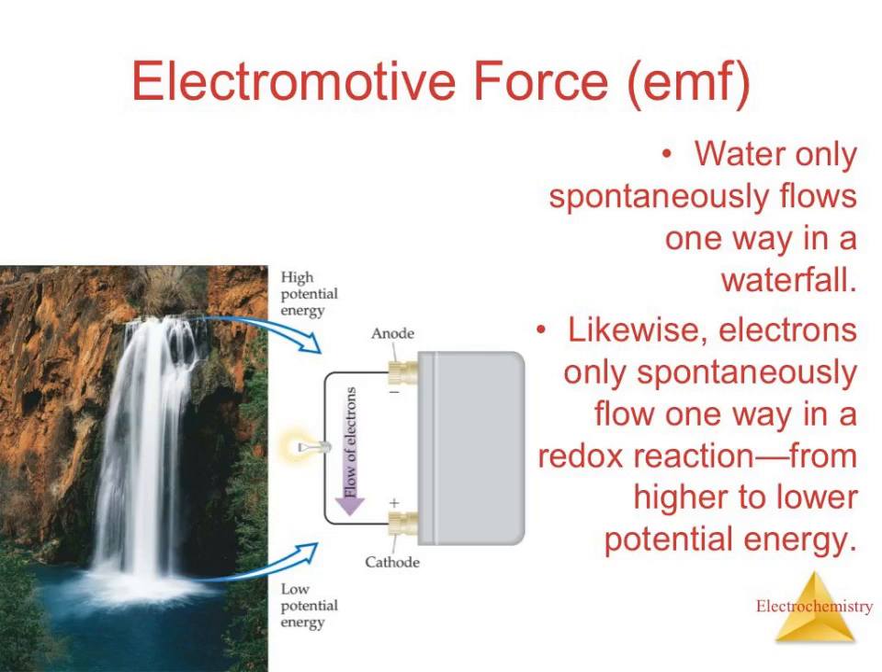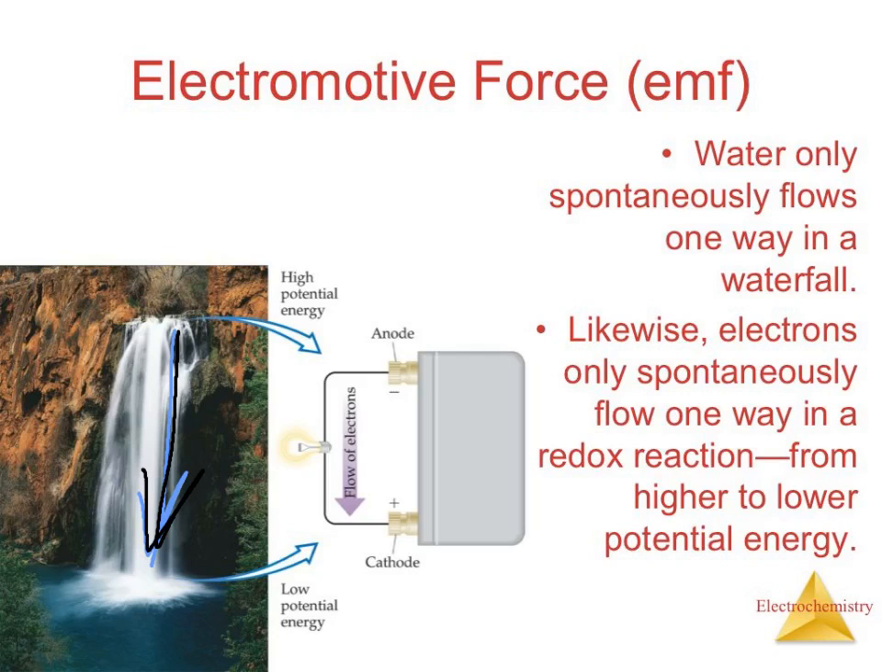Just like a waterfall. Okay, the water falls down, obviously. Let me change my color here. Water falls down because it's going from an area of higher potential energy to an area of lower potential energy. In the same way, if you put two chemicals together that can perform a redox reaction, and there's an allowed flow of electrons between them, then the electrons are naturally going to flow from the anode to the cathode.